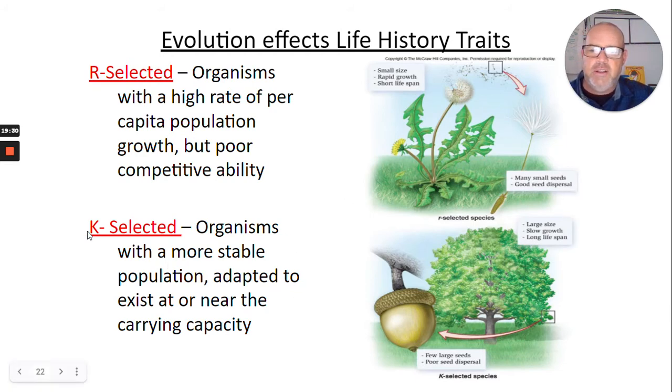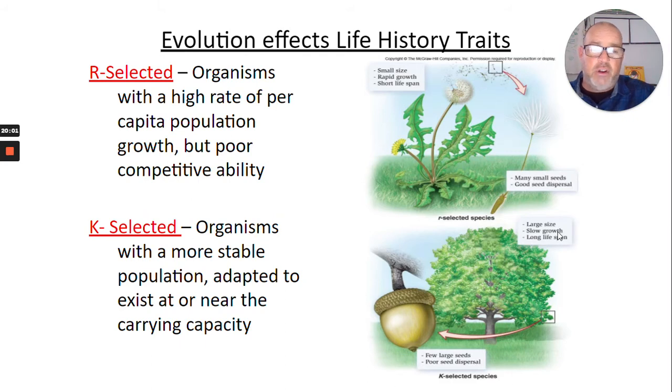K selected, the K is for the carrying capacity. These are the ones that are going to be more long-term, more stable, and they're going to be able to adapt a little bit better and exist a little closer to the carrying capacity. It's not so violent, right? The other ones are kind of like, oh, we're doing well, crash. Oh, we're doing well, crash. This one's just kind of going up, and then they maintain, and they go down a little bit, and they go up a little bit, but they're pretty much maintaining that number toward the top.